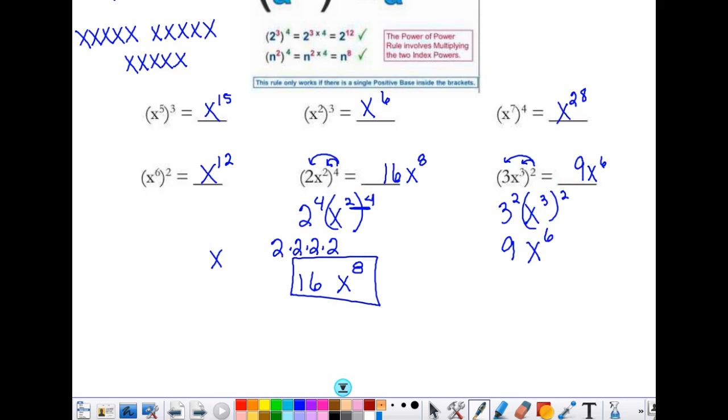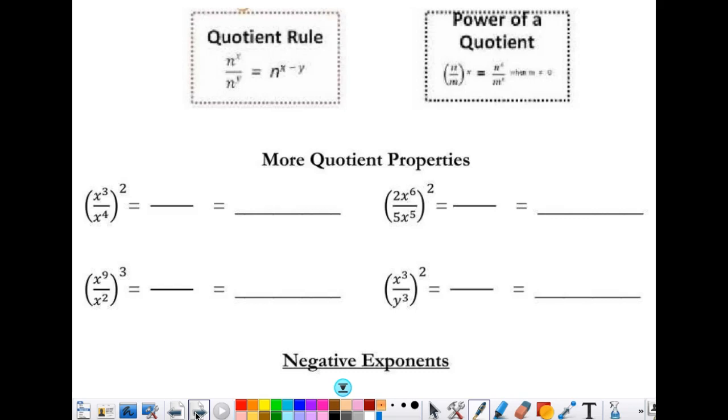All right. So then we have some more quotient properties. So this 2 bosses around everybody. We get x to the 6th because you multiply over x to the 4th. Now it's just a plain division problem. So now you subtract. So you get x squared.